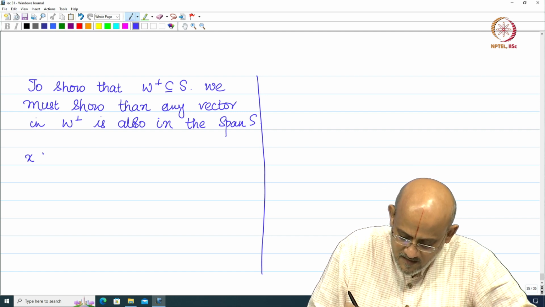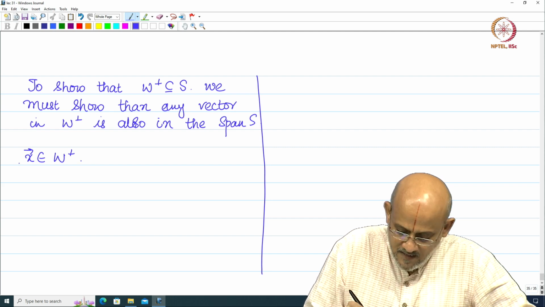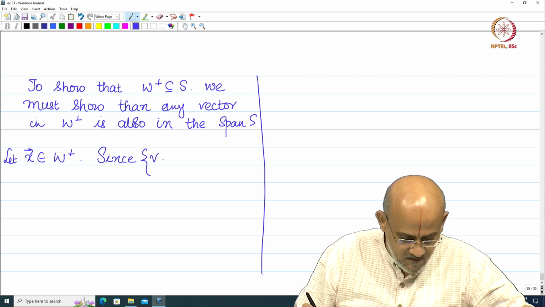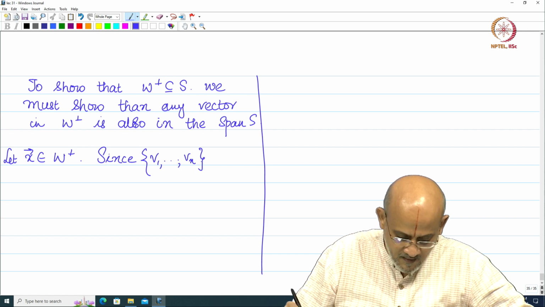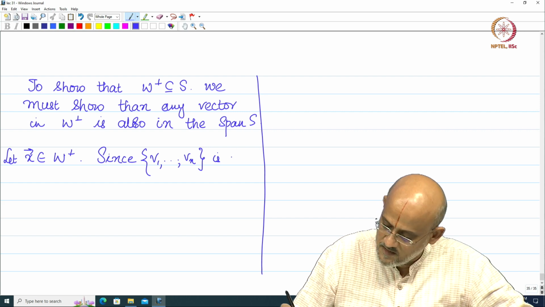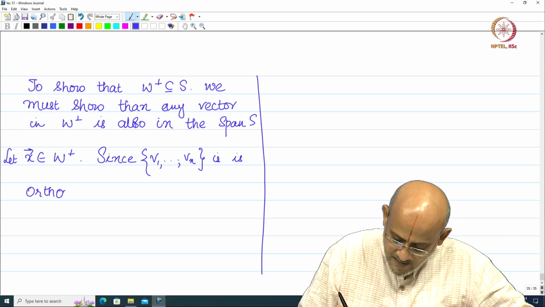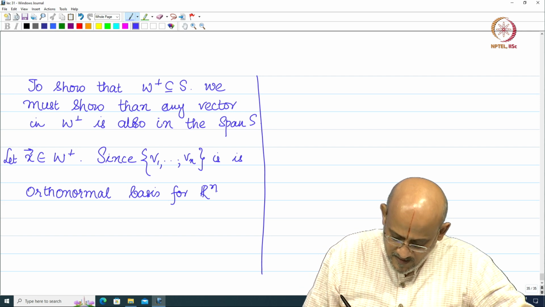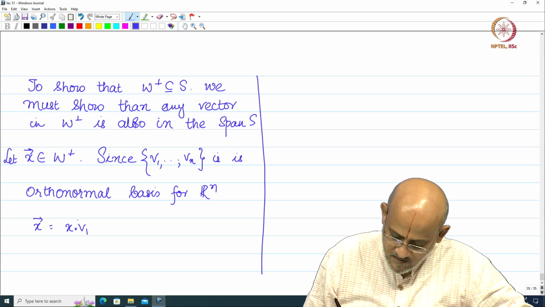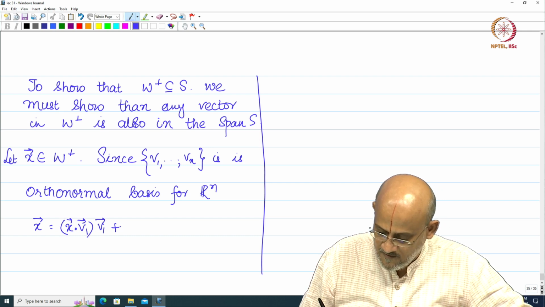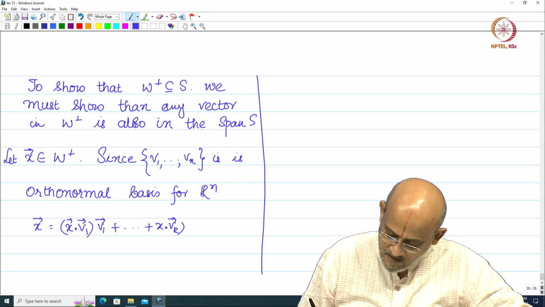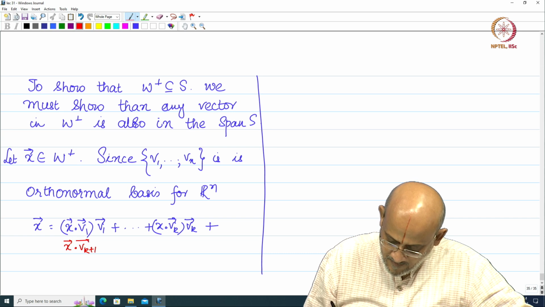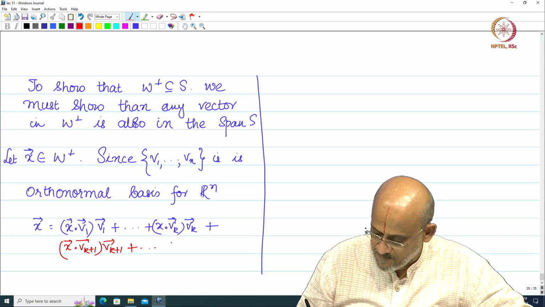So, what are we going to say? We let X be a vector in W perpendicular. Since V1, V2, Vn is an orthonormal basis for Rn, I can write X equal to X dot V1, this is basically the Fourier basis expansion which we already saw before, plus X dot Vk into Vk, plus X dot Vk plus 1 into Vk plus 1 plus etc. plus X dot Vn into Vn.